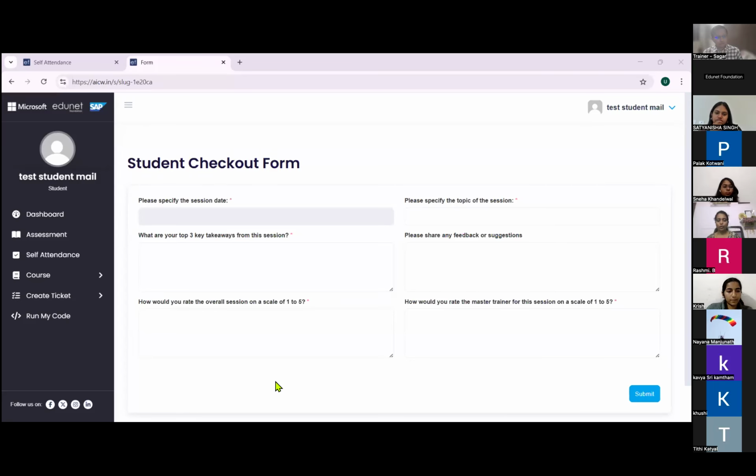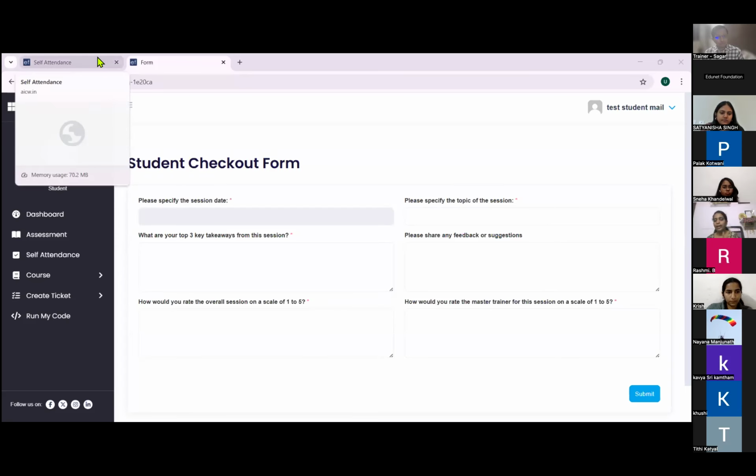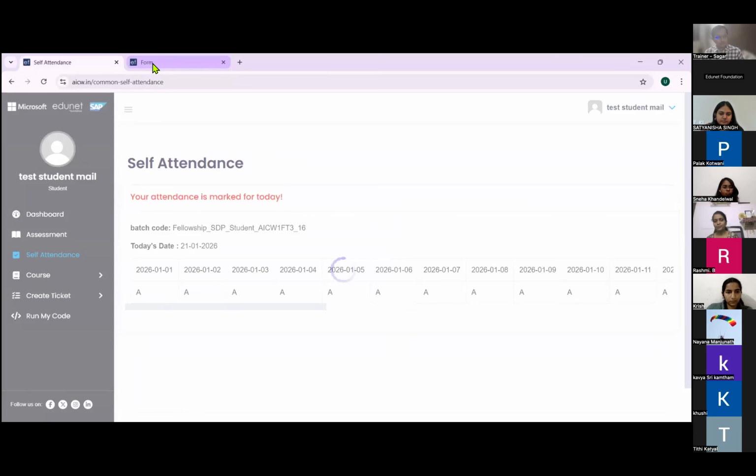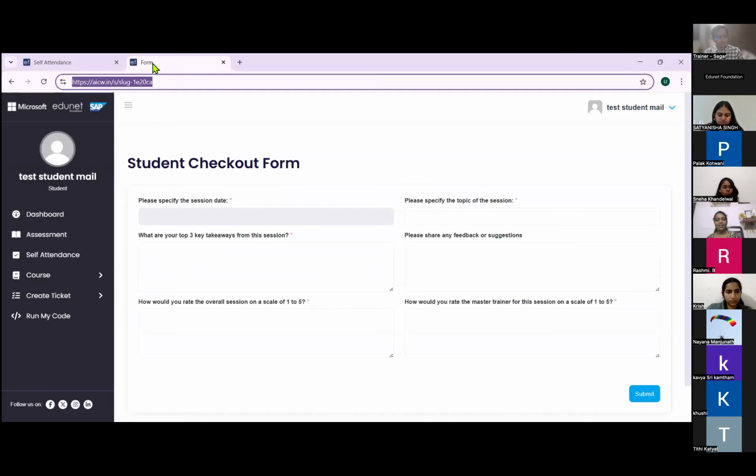Actually, this is a checkout form. You first have to log into the LMS, then click on the form. Only then does it work. So you can see the checkout form. Please specify the session date, and please specify the topic of the session. I think it is in hidden mode. If it is in hidden mode, just skip it. We will take it automatically.